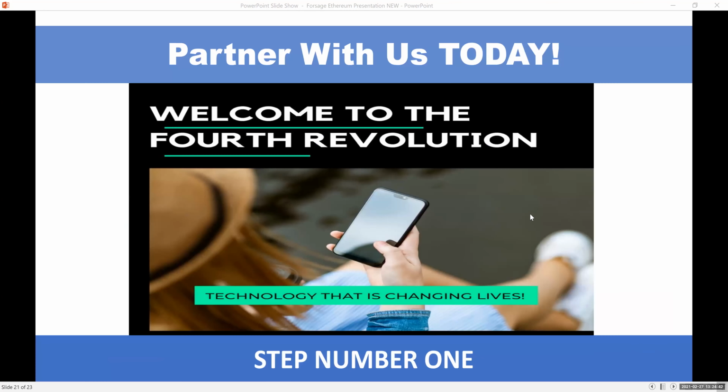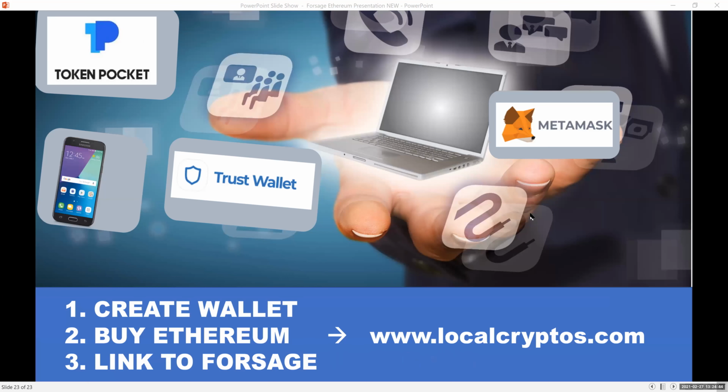How do you start with this program? Very easy 3 steps. You create a cryptocurrency wallet, Ethereum cryptocurrency wallet. And we normally recommend an app called Token Pocket that you can download on your phone. If you are using a laptop, you can use MetaMask.